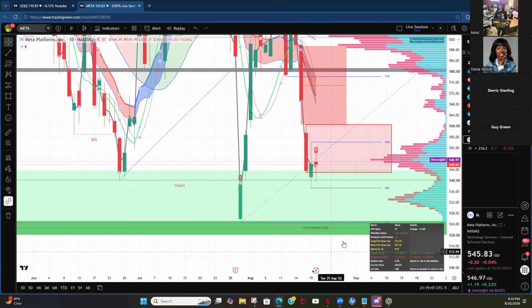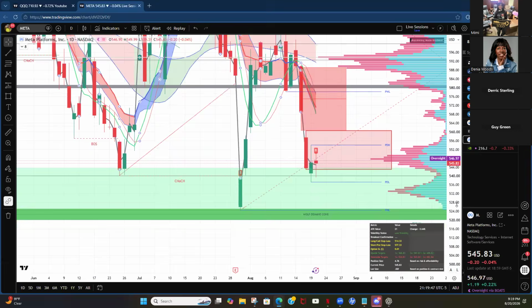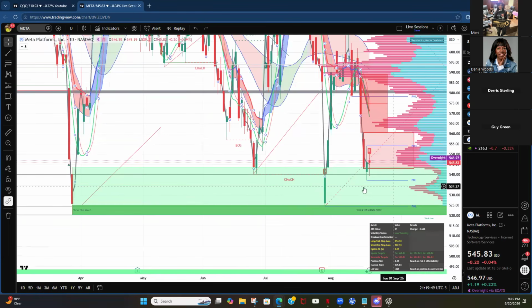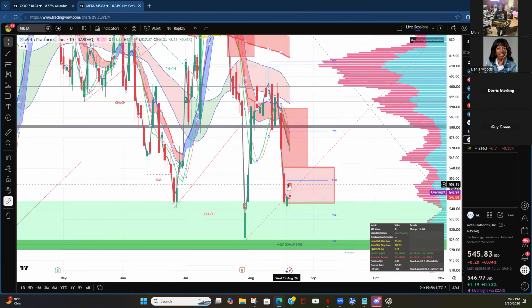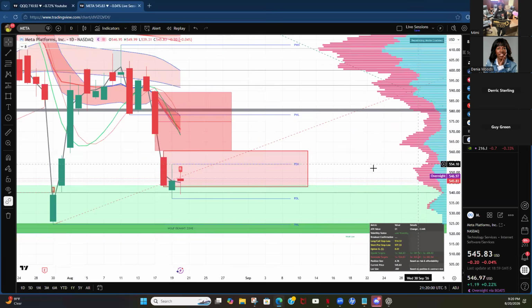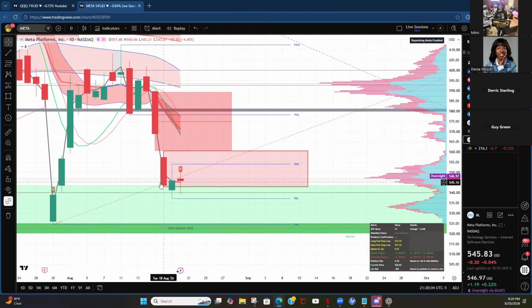I do agree with a lot of people that the 520 is pretty attractive for a sweep, especially since we keep coming back to this space right here. It would be nice for them to come down and go ahead and do that. So tomorrow's watch on Meta, make it simple for yourself. Previous day high and low along with your box. And then you can just do your confirmations through your ORB on like the 5 minute.